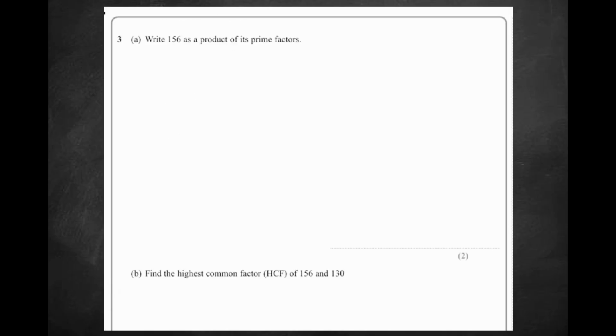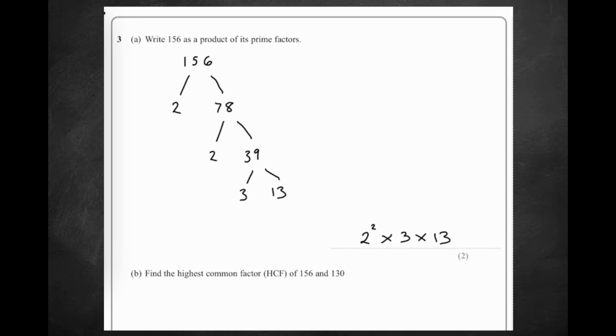Question number 3. Write 156 as a product of its prime factors. We're going to do a factor tree, so 156 is going to be 2 multiplied by 78. 78 is even, so that is 2 multiplied by 39. 39 is not even, so what goes into 39? Well, 3 goes into 39, and that's prime, and that will be multiplied by 13. And 13 is a prime number, so we can't make any more prime factors out of it. So our answer is going to be 2 times 2, so 2 squared, multiplied by 3, multiplied by 13.